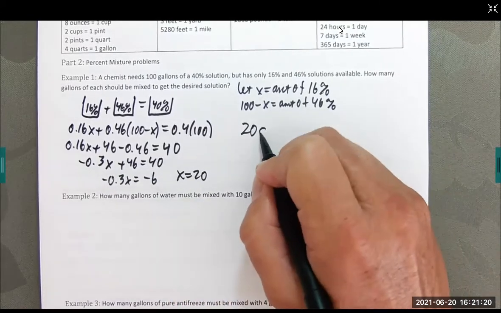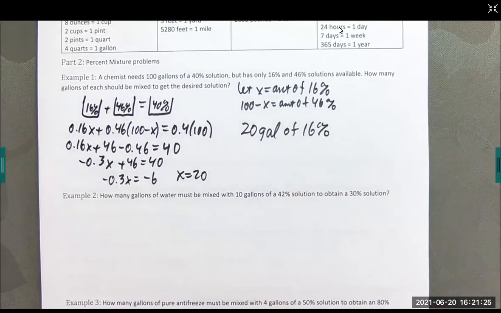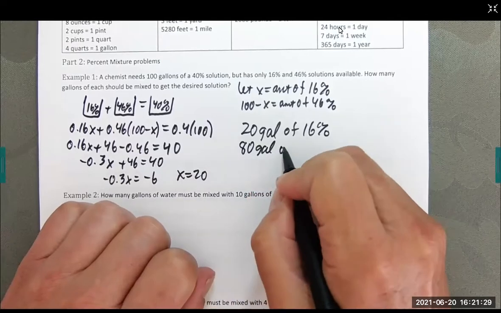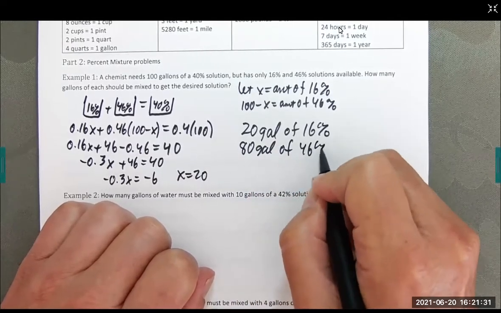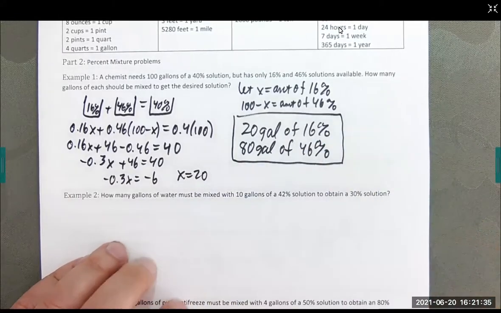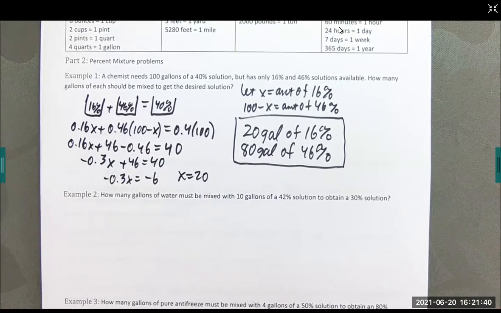So 20 gallons of 16%. And 100 minus 20 is going to be 80 gallons of 46%. So how much of each? There we are. To me, the tricky part is getting the setup there.